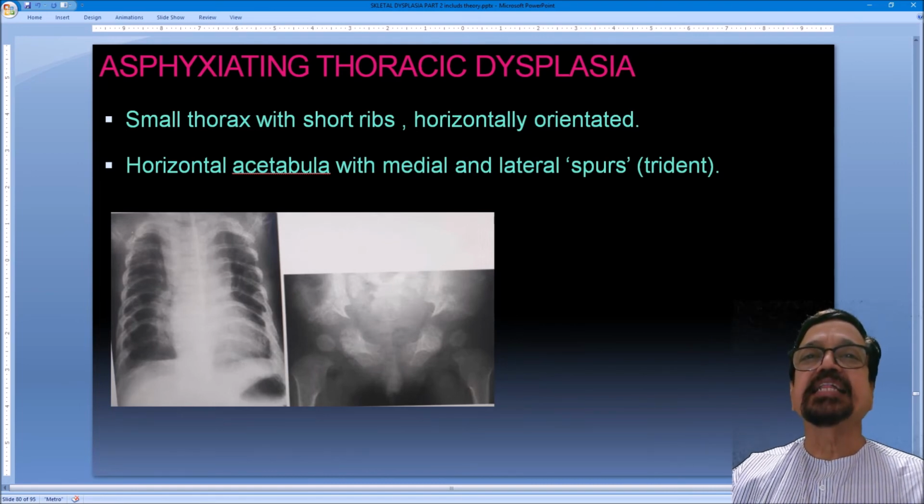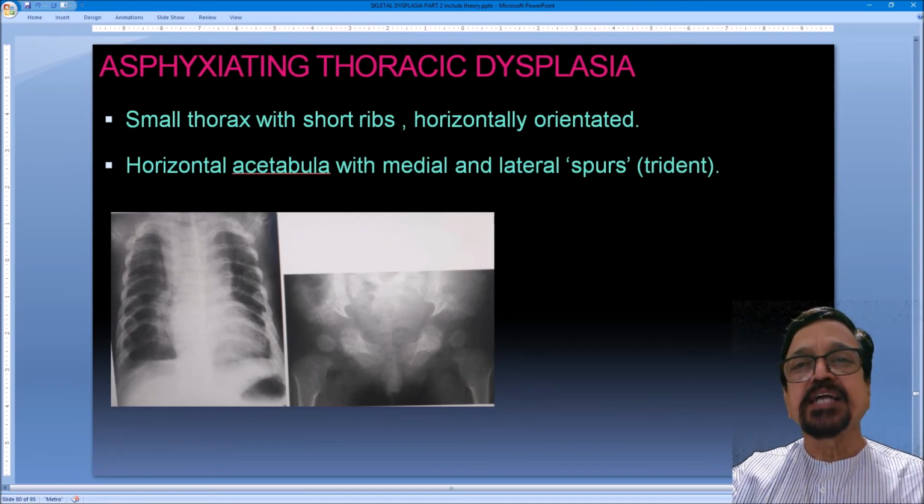Now let us come to another entity, that is asphyxiating thoracic dysplasia. There is a small thorax with short ribs, which are horizontally oriented, and a horizontal acetabulum with medial and lateral spurs, that is causing a trident appearance.